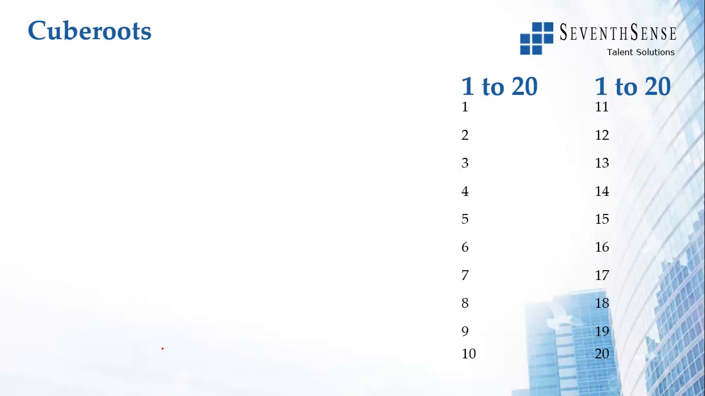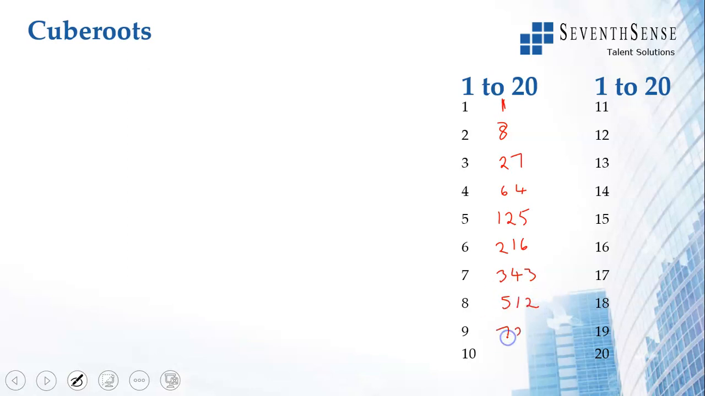But before we do that, these are the numbers and the cubes that you need to know. It's always best to memorize a certain set of cubes. What is the cube of 1? 1. Cube of 2? 8. 3 is 27. 4 is 64. 5 is 125. 6 is 216. 7 is 343. 8 is 512. 9 is 729, and 10 is 1000.